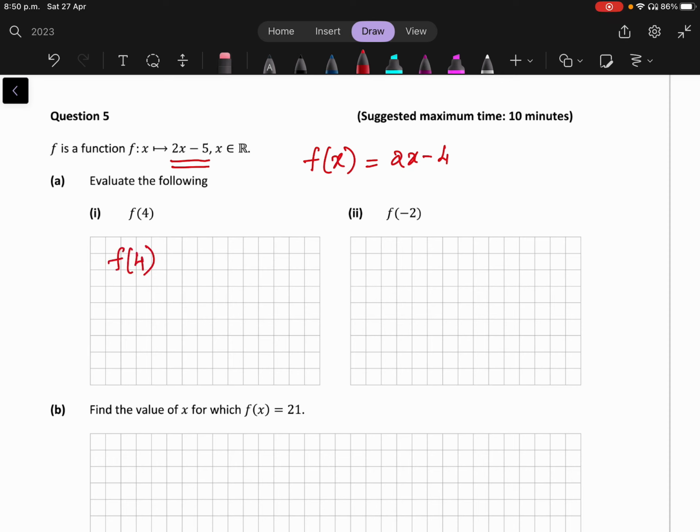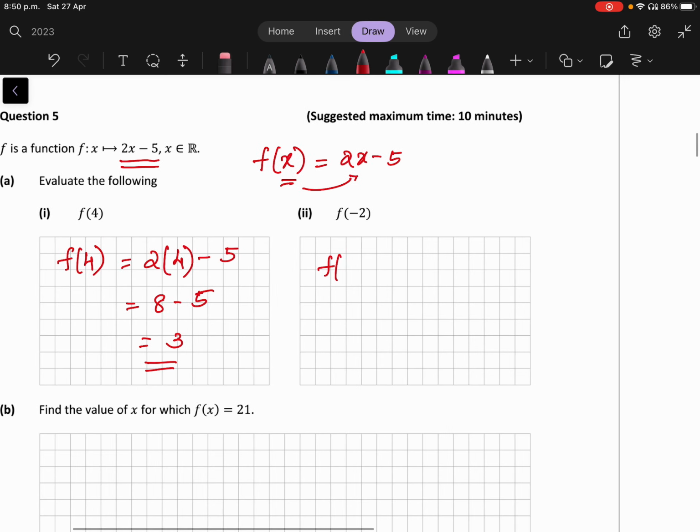Where is the 4 coming? 4 is here. So you need to sub in the value into the function. That is equal to 2 times 4 minus 4, which is equal to 8 minus 4, which is equal to, sorry, this is not 4, this is 5. Here also it is 5. Sorry about that. So 2 times 4 minus 5, 8 minus 5, which is equal to 3.